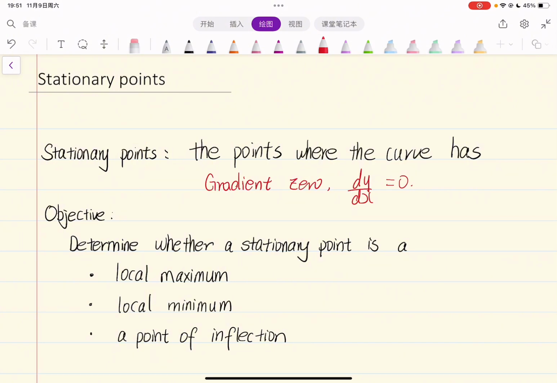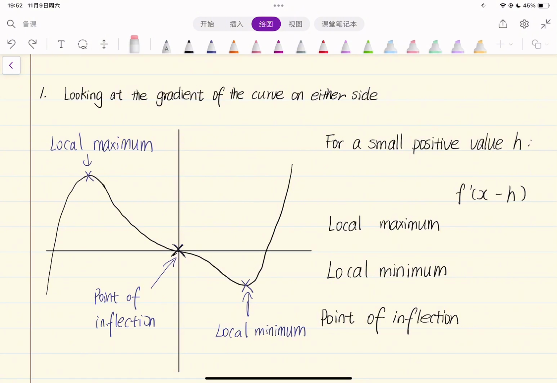In this lesson, we aim to learn how to determine whether a stationary point is a local maximum, a local minimum, or a point of inflection. So what is the nature of these points? Now let's look at the nature of these points. Focus on the local maximum.